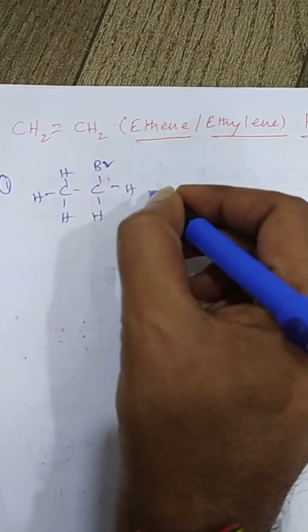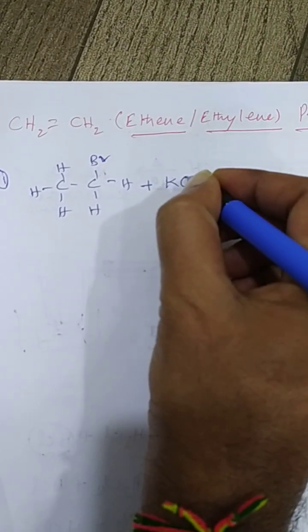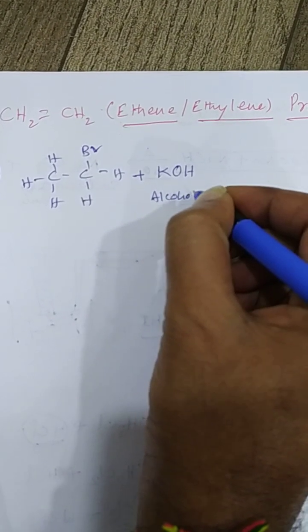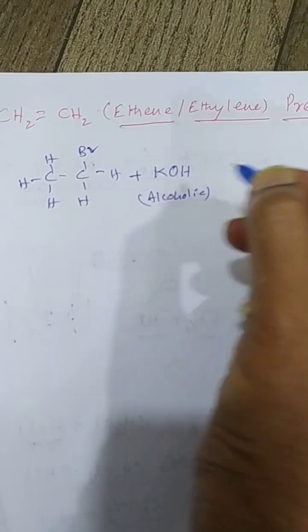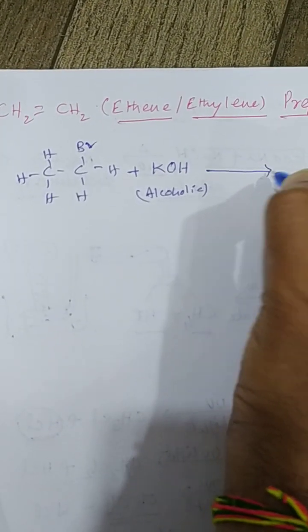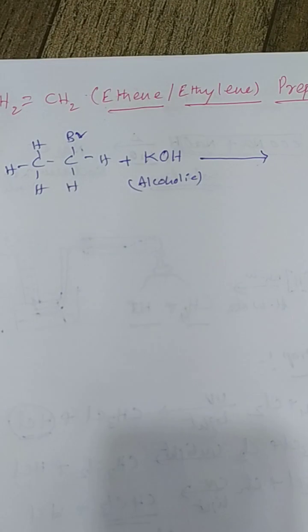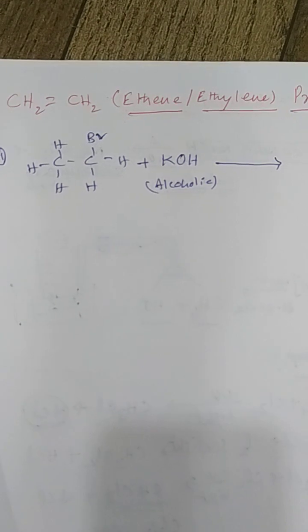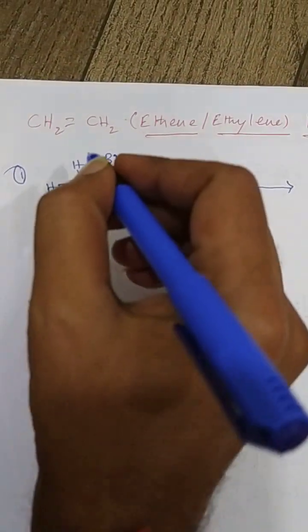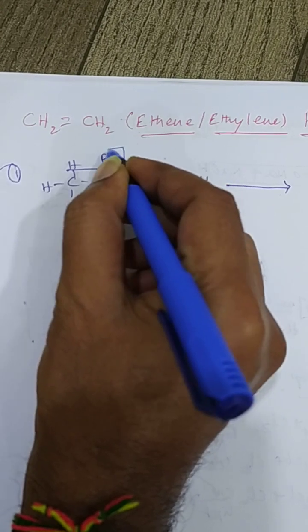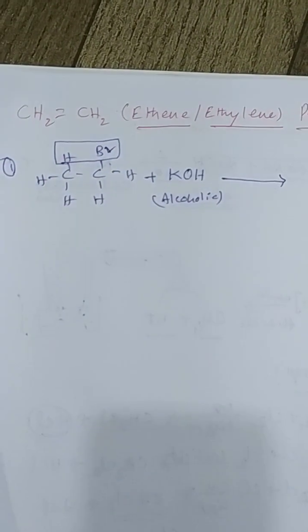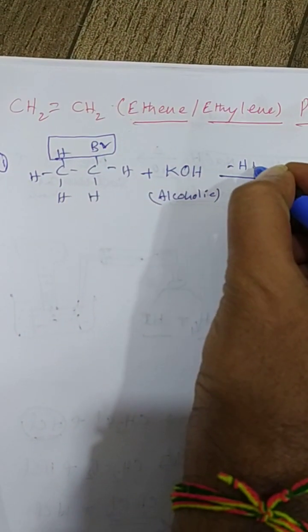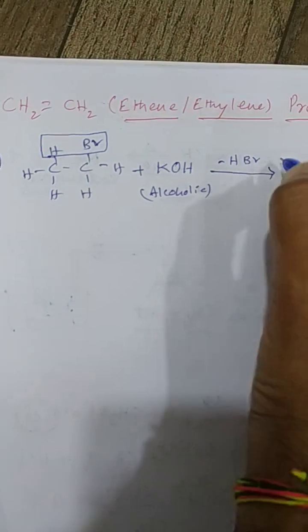If you make a reaction with potassium hydroxide, alcoholic, this is called alcoholic potassium hydroxide. You need to add a little bit of alcohol to the potassium hydroxide. So it is called alcoholic potassium hydroxide. It acts as a catalyst, and it will eliminate the hydrogen bromide and form C double bond C.